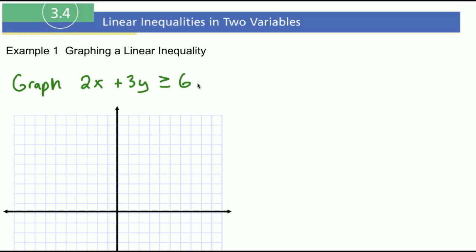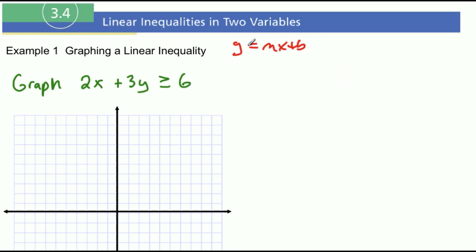Alrighty, so in this section, in 3.4, we're going to be talking about linear inequalities in two variables. So we want to learn how to graph this linear inequality. The first thing that we want to do when we're graphing linear inequalities is write the inequality in slope-intercept form. That's y equals mx plus b.